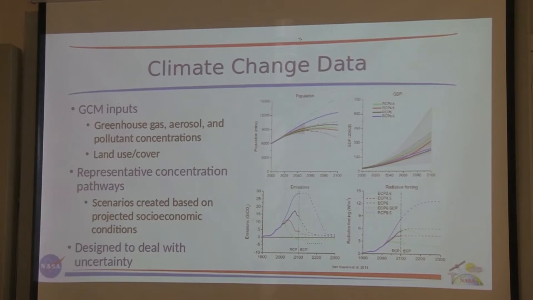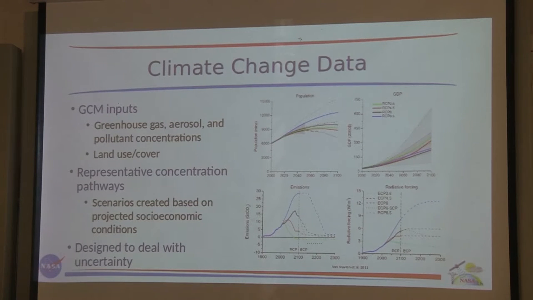So when you run these models under climate change conditions, you have different forcings, like greenhouse gases, aerosols, and pollutant concentrations. You put that in the model, run it under those conditions, and see what happens to the climate. Now, this isn't easy to do because you have to know what you think the greenhouse gas concentrations are going to be 2 decades into the future. We wouldn't have measurements for that. We have to take our best guess. And unfortunately, greenhouse gas emissions are largely dependent on human behavior, which is extremely unpredictable.